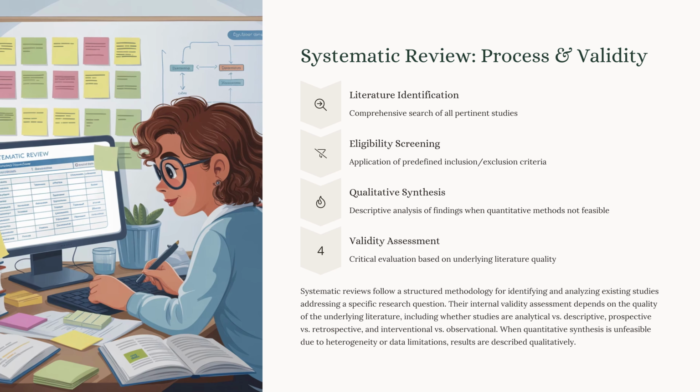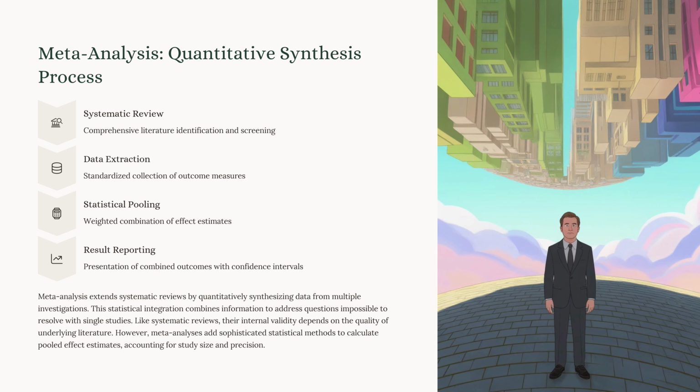Here again is a review of systematic reviews, finally the process and validity. So again, the validity is going to depend on the underlying quality of the studies that are included. And the same is seen for meta-analyses as well, even though they do have some statistical outputs that'll help us assess that quality.